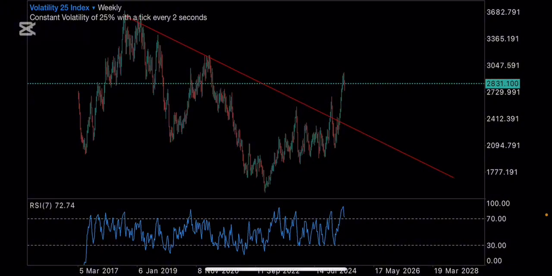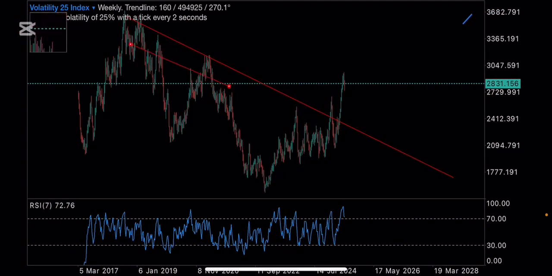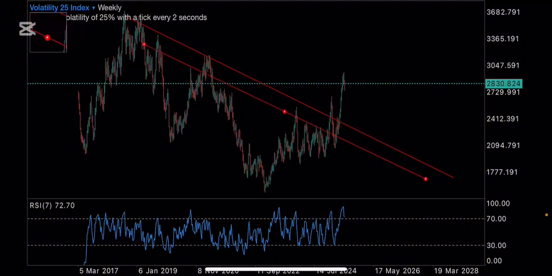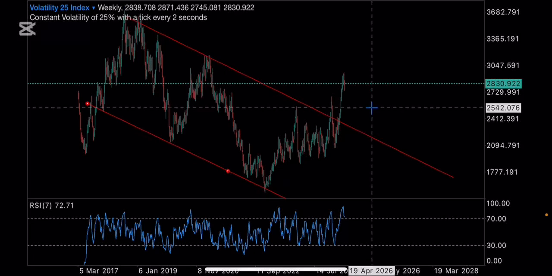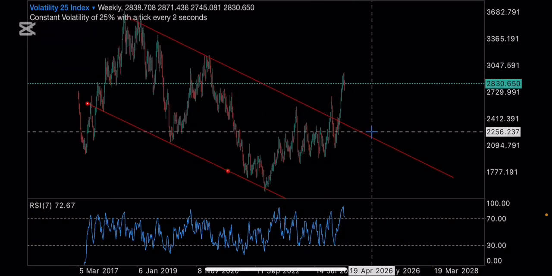Now when I draw this first line, the next thing I'm going to do is replicate this first line and make it parallel, right? I'm going to draw a second line and I'll just put it close to the first one to ensure it's parallel enough. Then I'm going to transfer it down. Once I transfer it down, you would see something quickly. I've been able to box this whole movement on the weekly time frame.